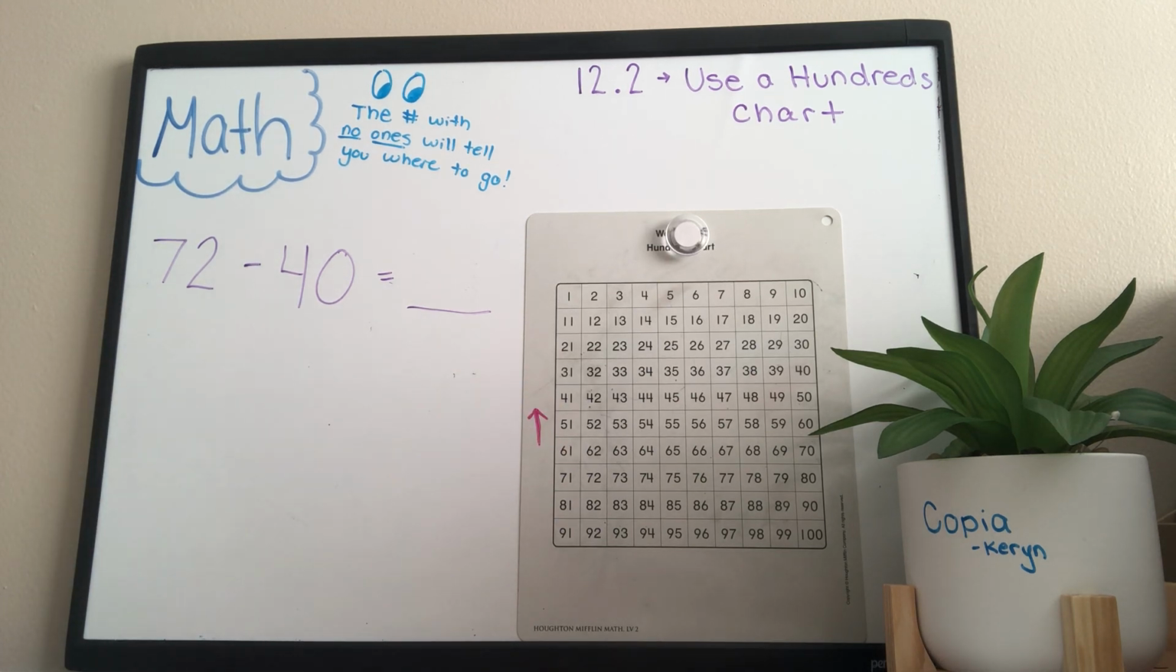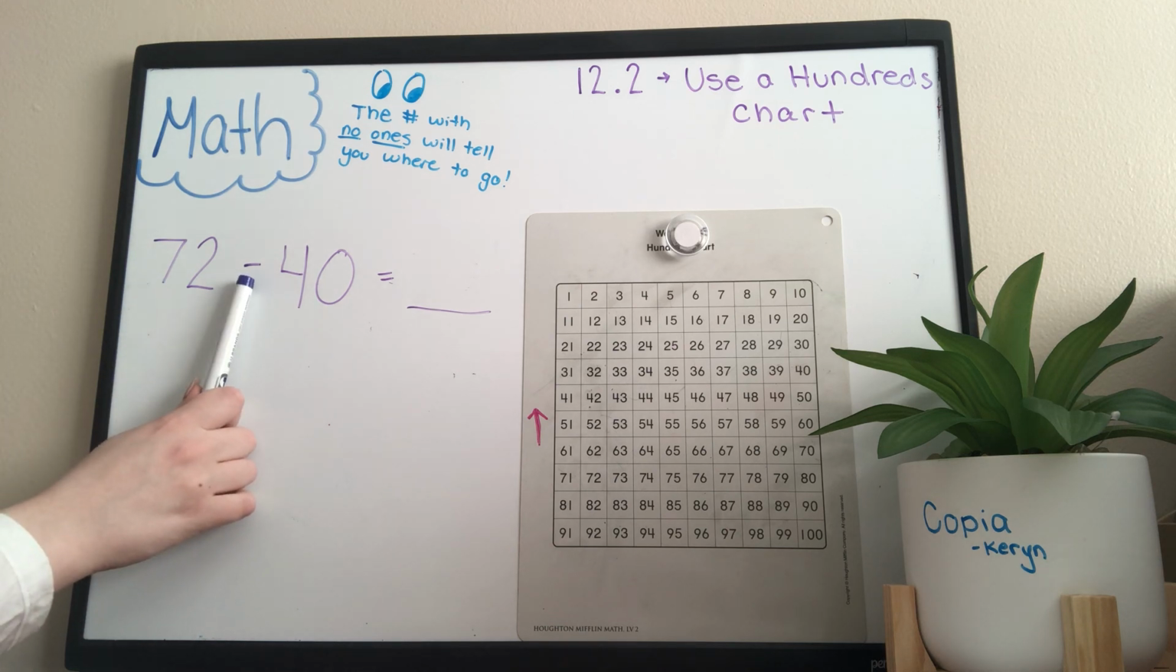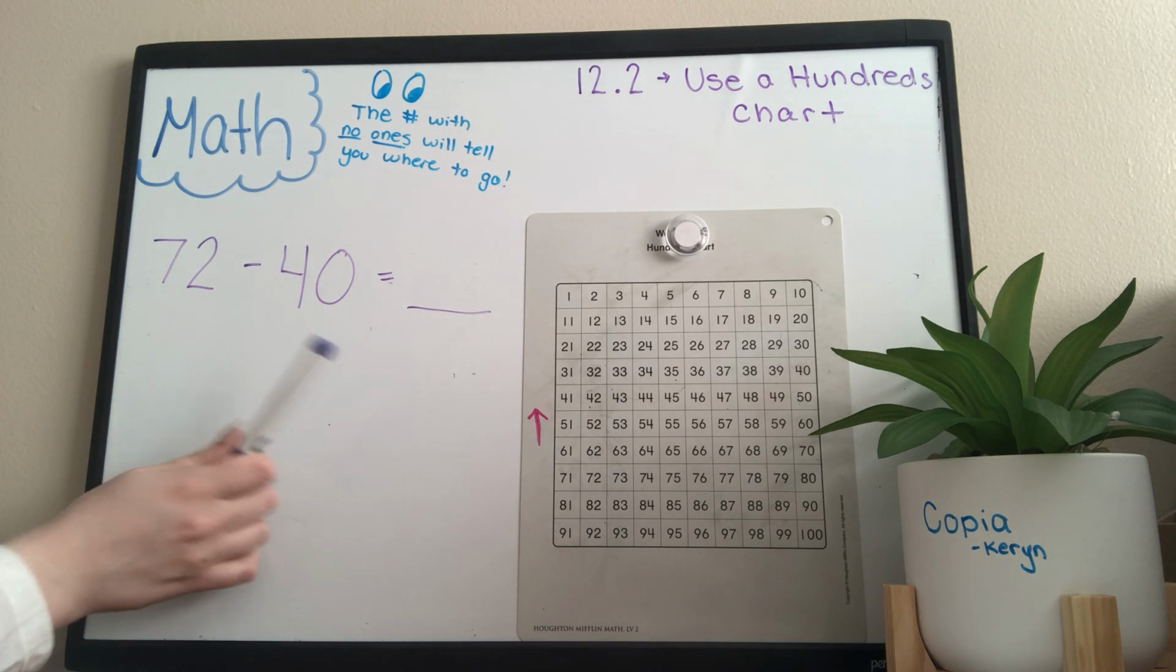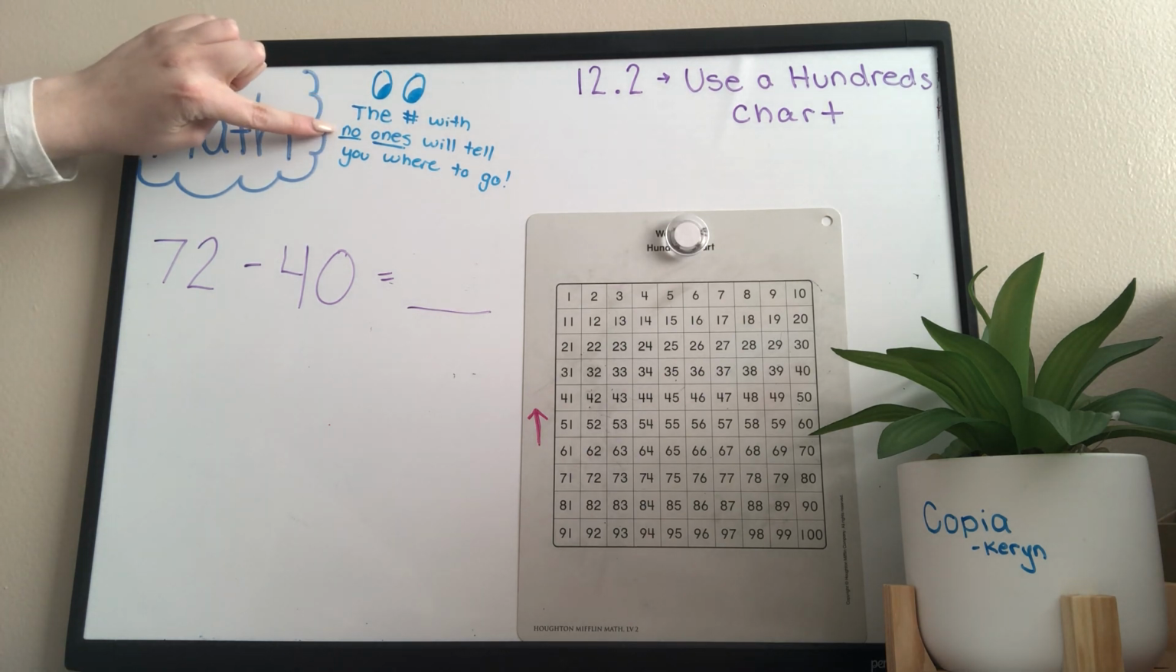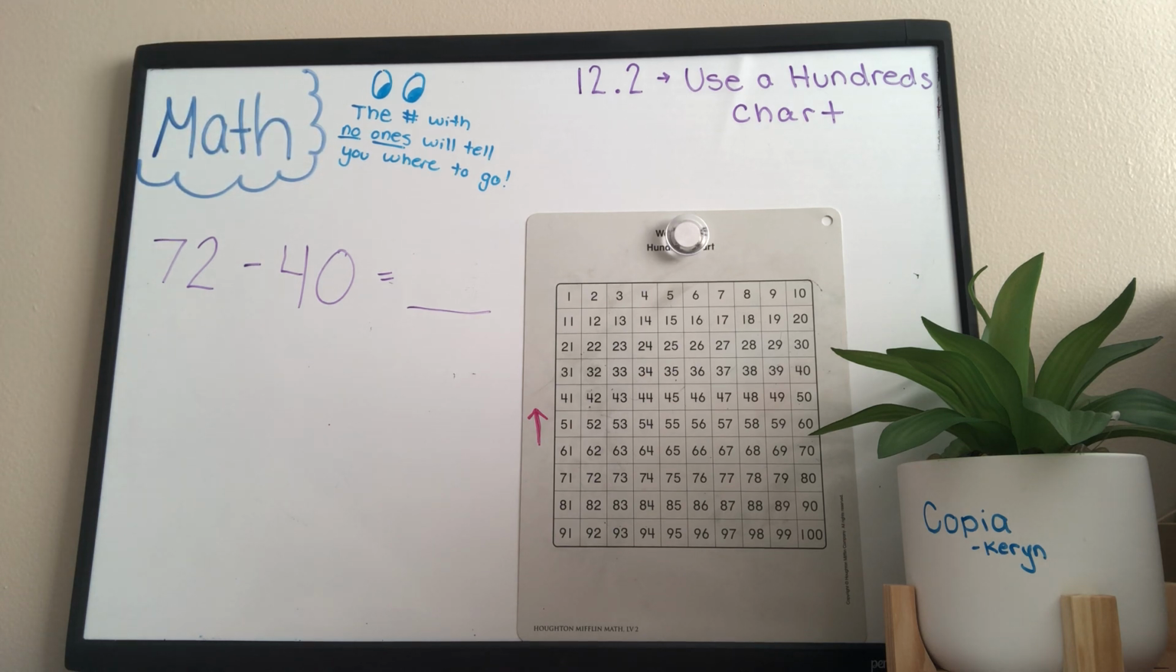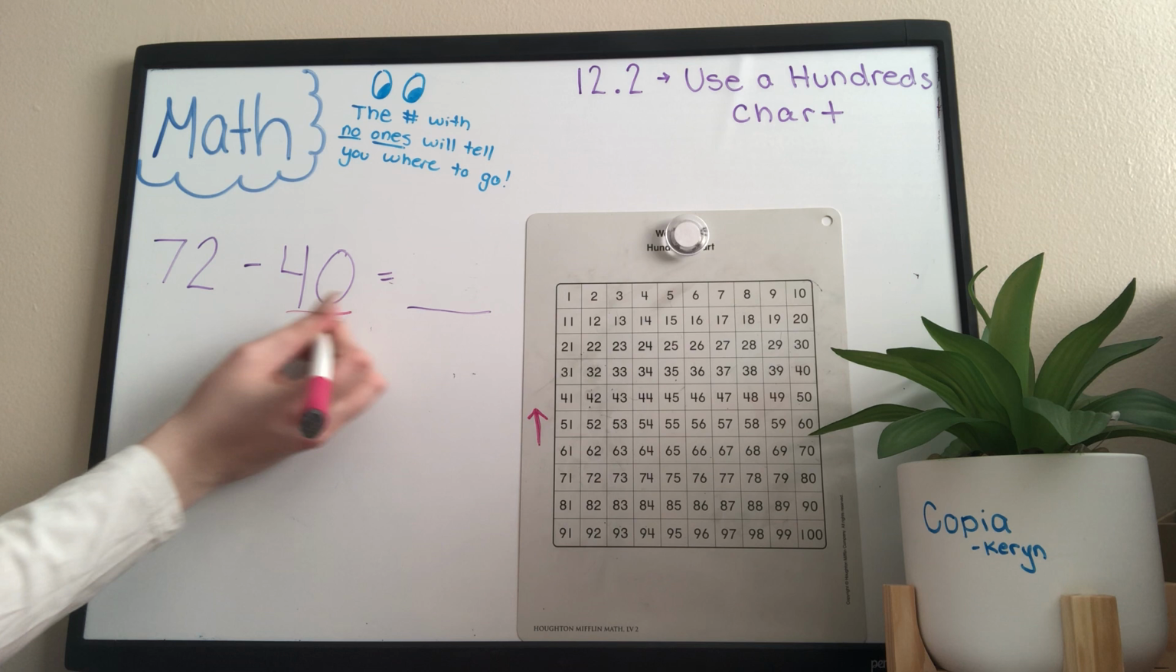Okay, cool beans. So now I have the number 72 minus 40. Remember, the number with no ones will tell you where to go. Which number here has no ones? Is it going to be 72 or is it going to be 40? You're right. The number here that has no ones is 40.